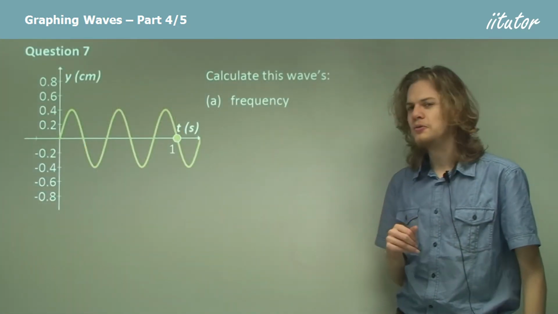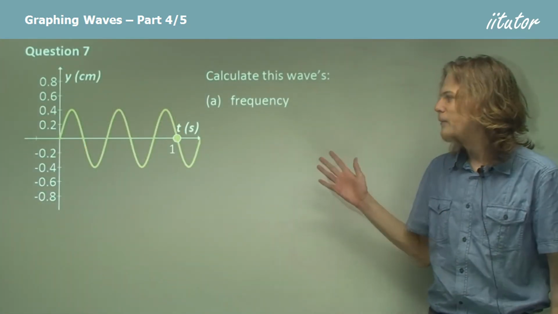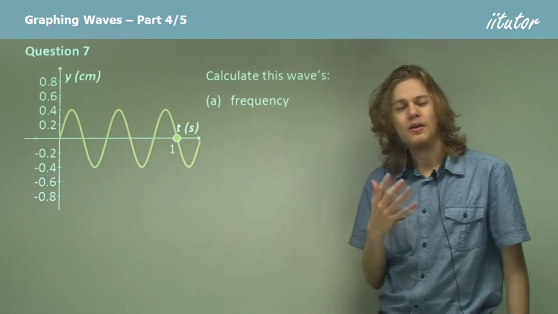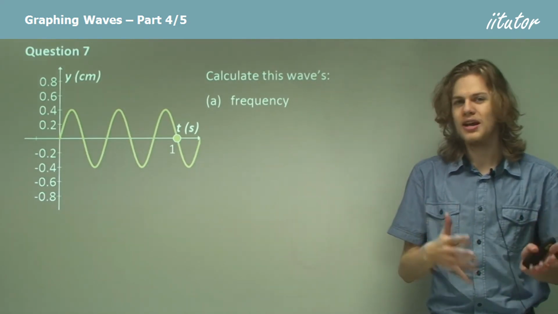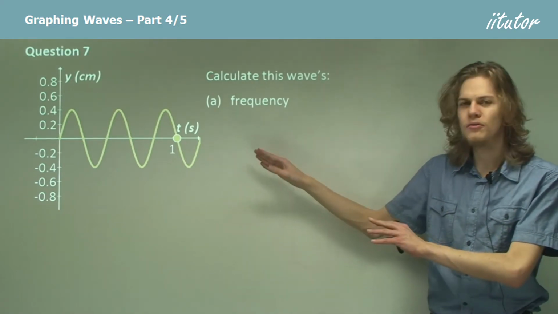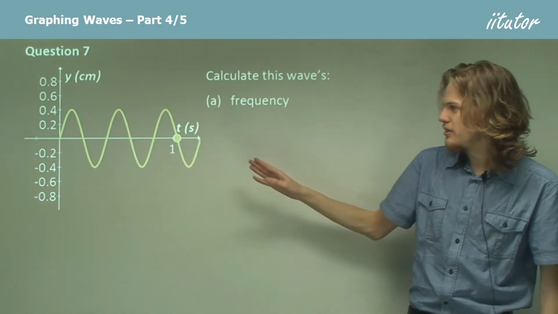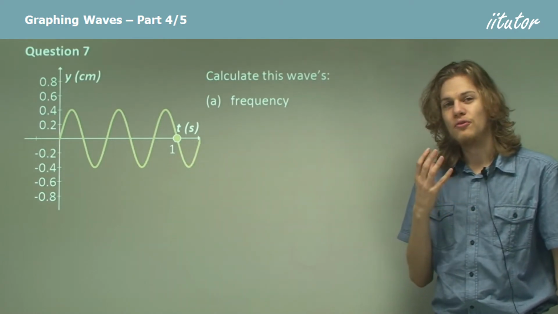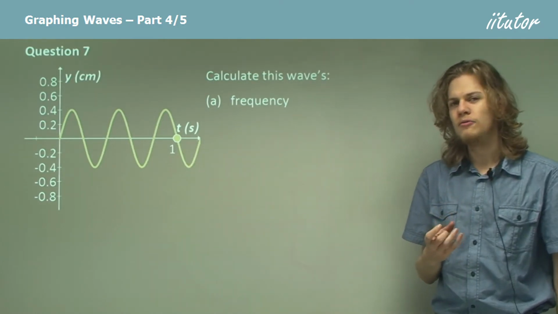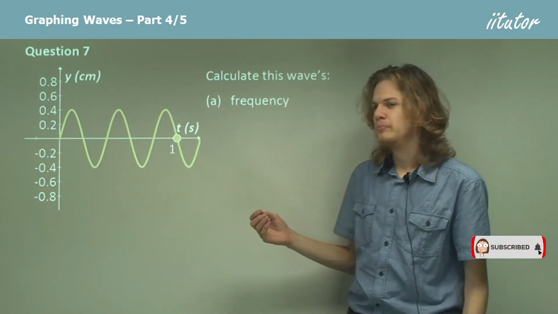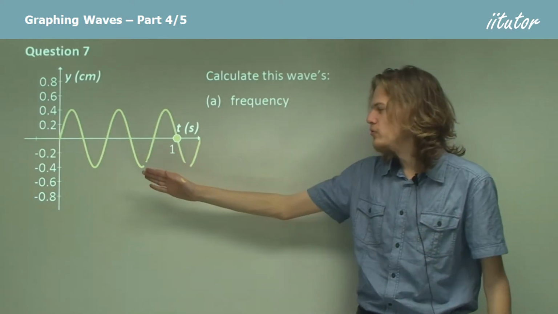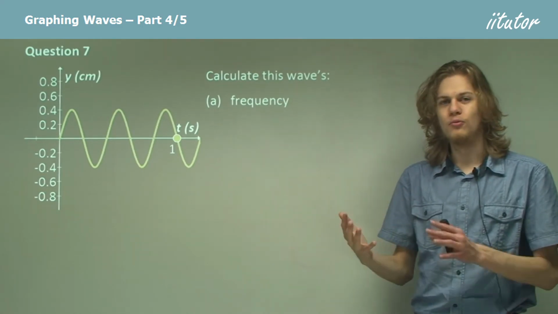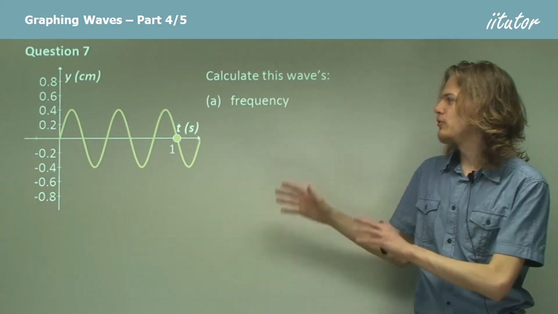Calculate this wave's frequency. Now what we're given here is a graph of displacement over time. And that means that we're able to measure frequency and period just by measuring properties of this graph. So we can see that there's 1 second over here, and the frequency of a wave is how many wavefronts pass through a particular point over 1 second. So if we were to measure the number of wavelengths in 1 second, we'd be able to find the frequency of the wave.